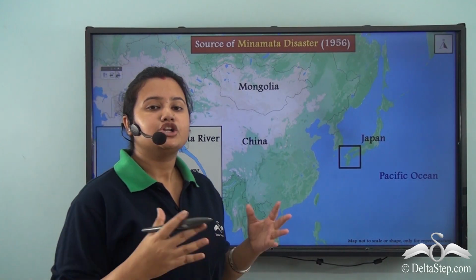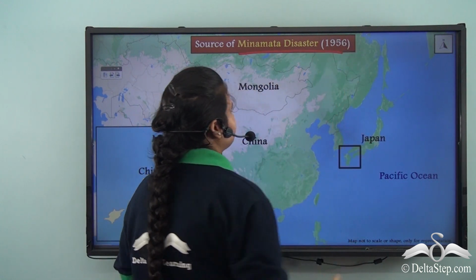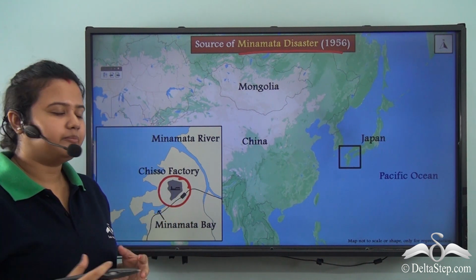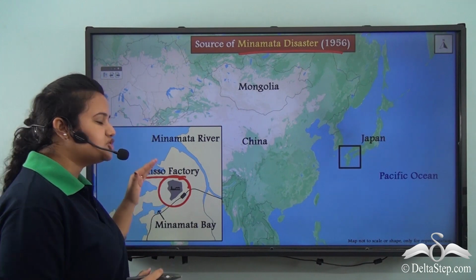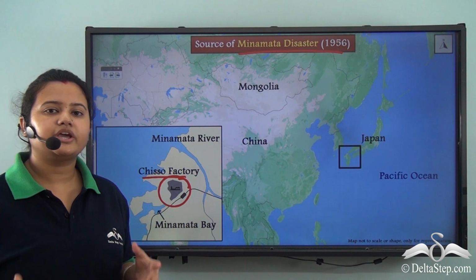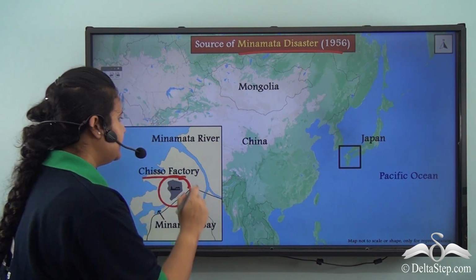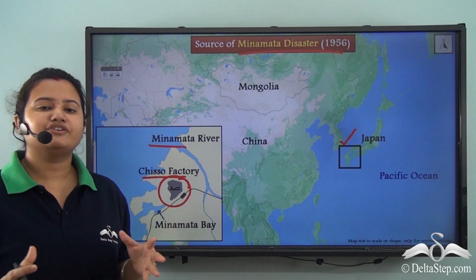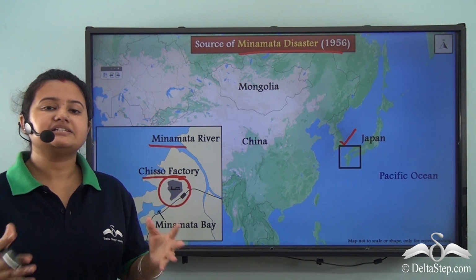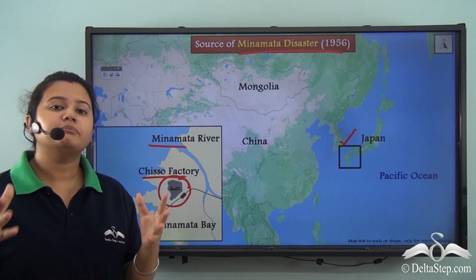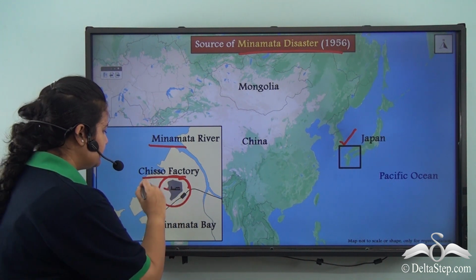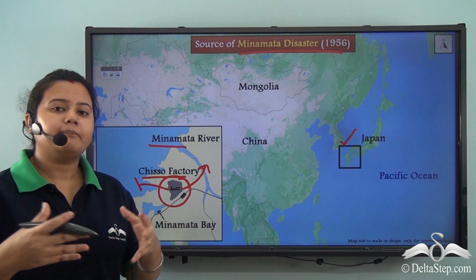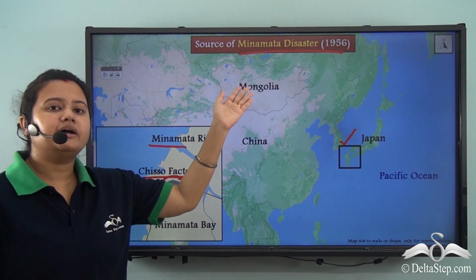The Minamata disaster took place in 1956. The source of this disaster was a large petrochemical plant which was run by Chiso factory. Now, this Chiso corporation was located in the factory town of Minamata, which is situated on the west coast of Japan. In the year 1956, this petrochemical plant started dumping large amounts of mercury and toxic chemicals into the adjoining water bodies. As a result, the adjoining water bodies got polluted and it eventually led to the Minamata disaster.